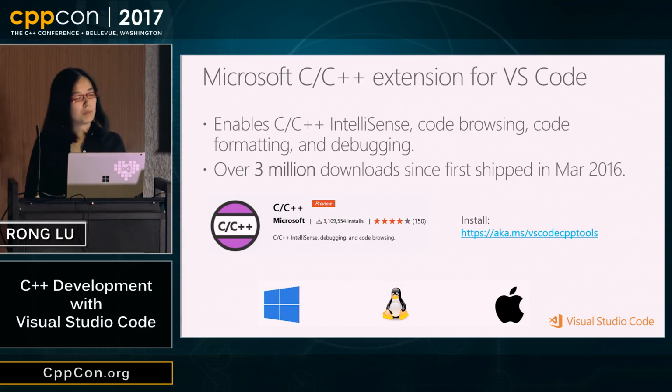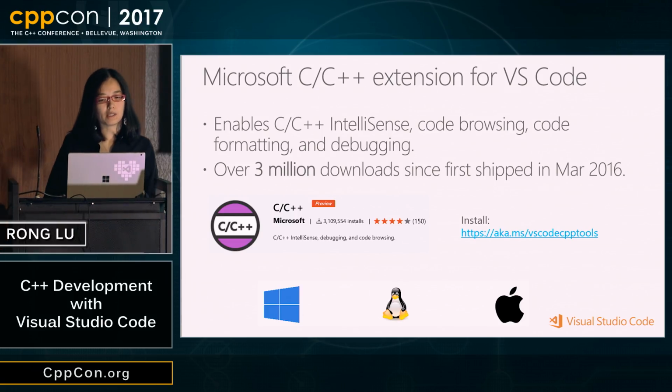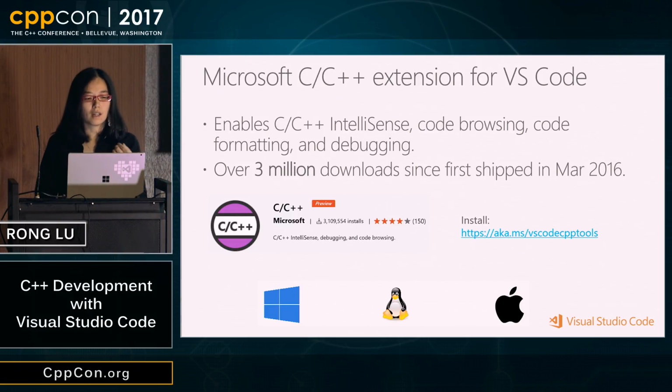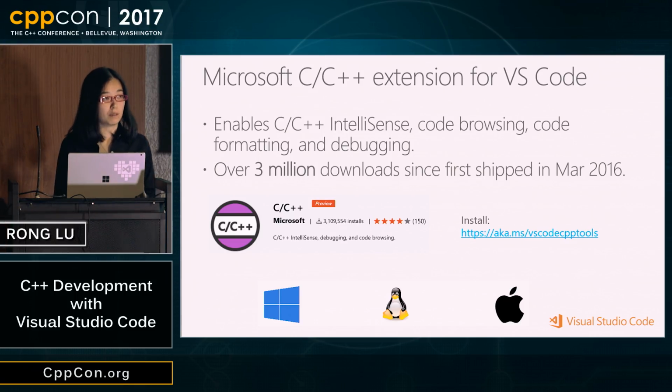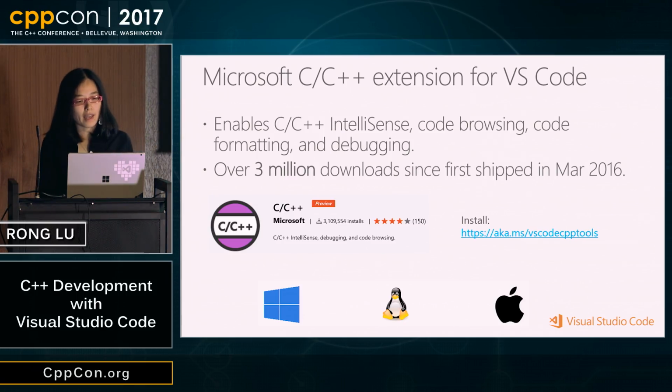So let's talk a little bit about the VS Code C++ extension that we provide. It basically enables C++ IntelliSense, code browsing, code formatting, and debugging functionalities. Since it was shipped a year and a half ago, we have over 3 million downloads.